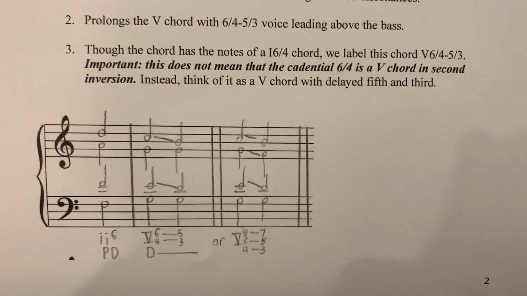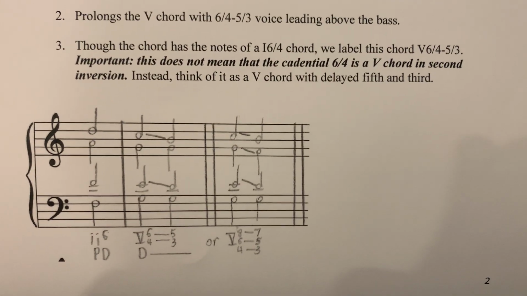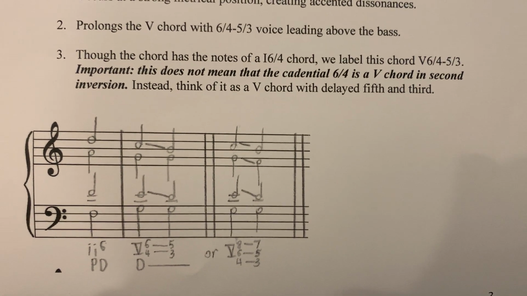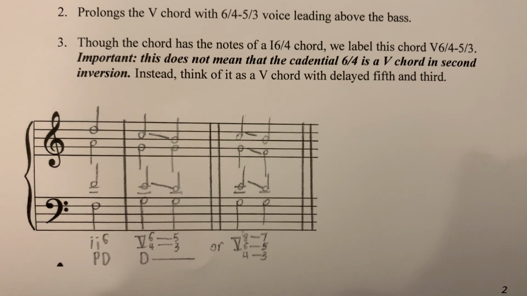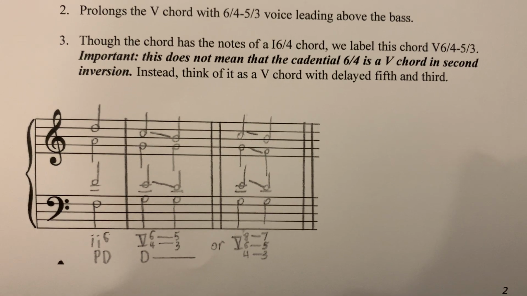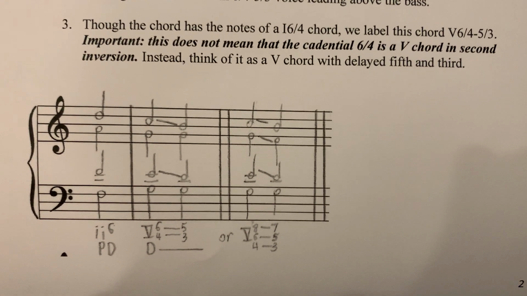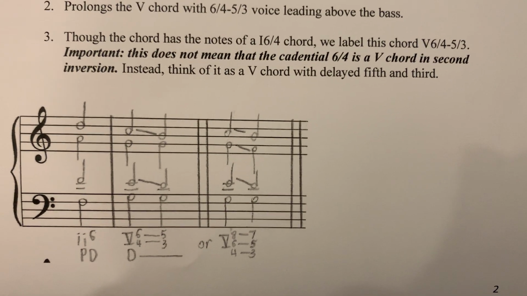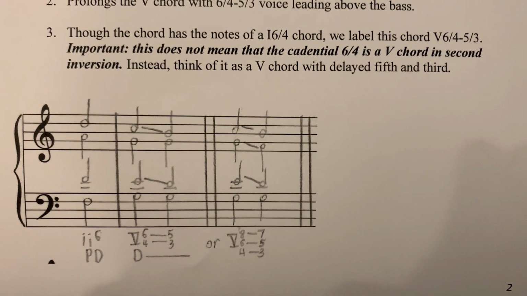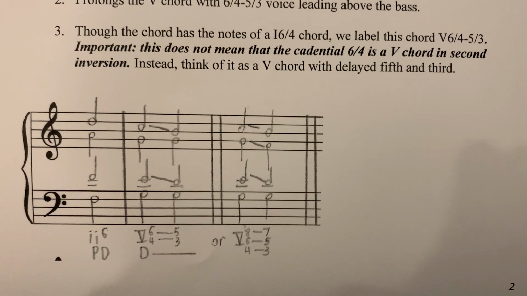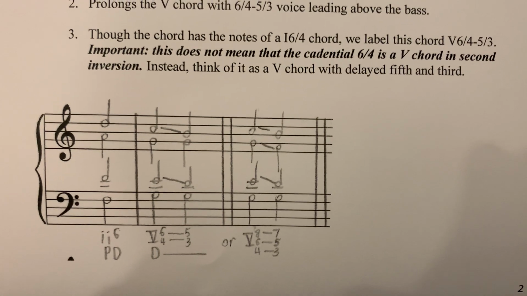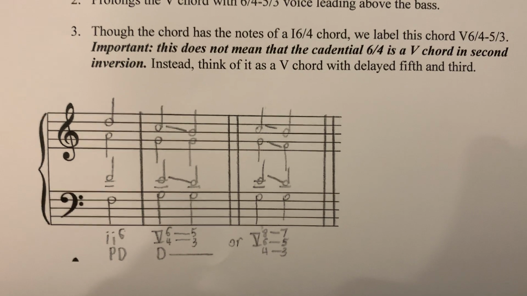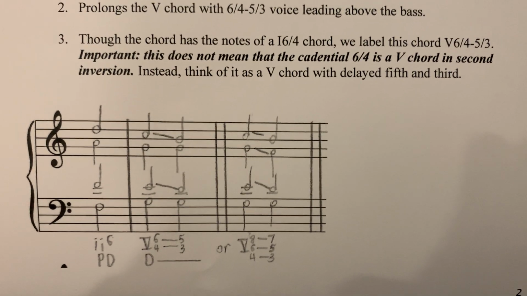Now, number 3, here's the labeling weirdness about this. Though the cadential 6/4 happens to have the notes of a 1/6/4 chord, we are going to label this chord 5/6/4 to 5/3. Now notice the little lines here. Those show voice leading motions above the 5 chord. So what you don't want to make a mistake here is when you see this Roman numeral, do not interpret it to mean that the cadential 6/4 is a 5 chord in second inversion. In other words, it's not a 5/6/4 chord. It's a 5 root position chord with delayed notes. Very, very important.